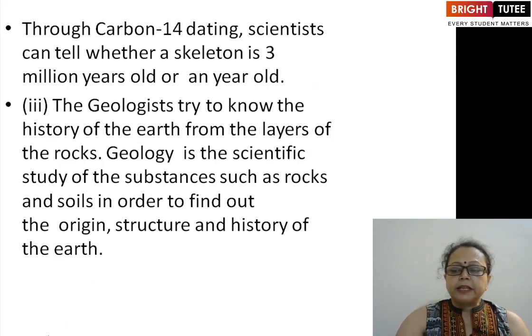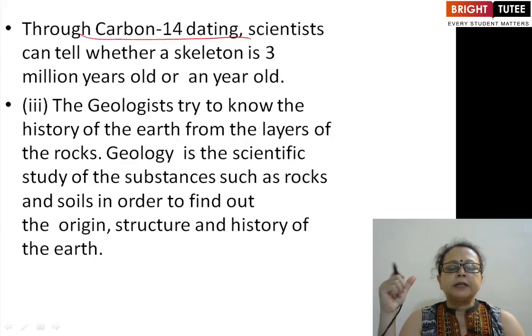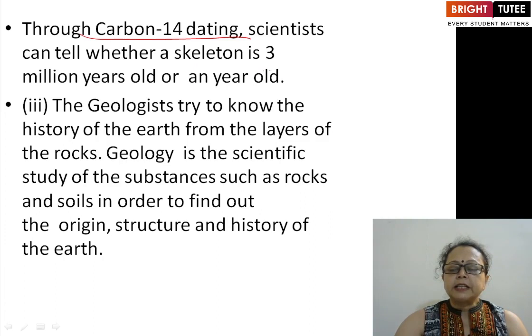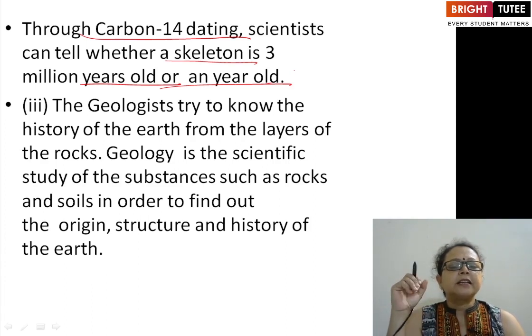Through the carbon 14 dating process, or in a simple way, the carbon dating process, scientists can tell whether a skeleton is 3 million years old or a year old. With this process, they can easily say in which year it is, whether it is 1 year old or 3 million years old. It can be declared in a very simple process using carbon 14 dating.